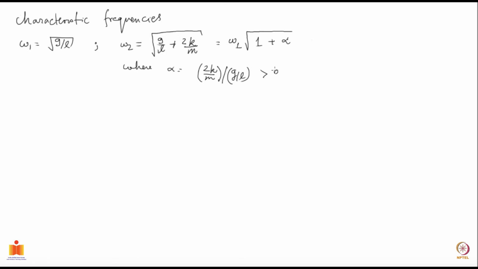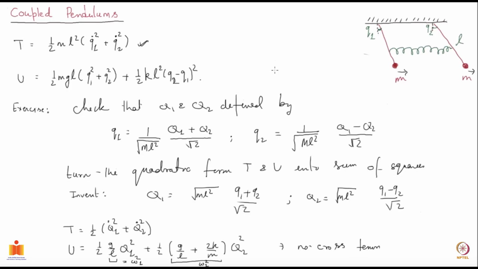So one thing you notice is that the frequency omega 2 is larger than omega 1 because alpha is greater than 0. And you may wonder why that is the case. You can see that when Q2 is at rest, that mode is not activated, only Q1 is there. Q2 at rest means small q1 equals small q2, meaning these two pendulums are moving in the same direction together without stretching this spring. That is the mode.